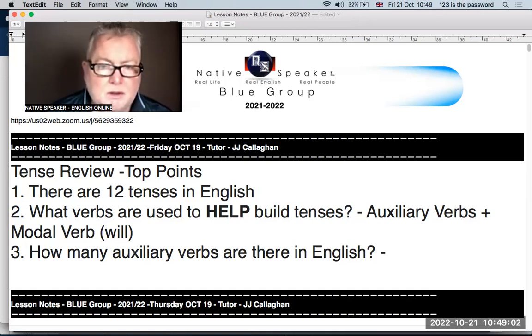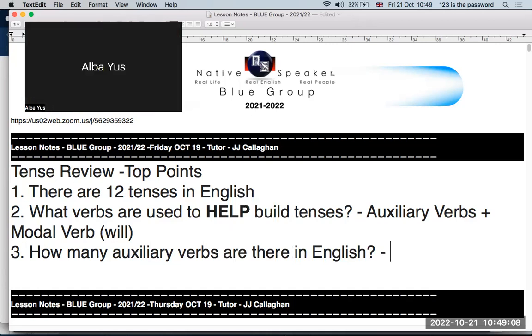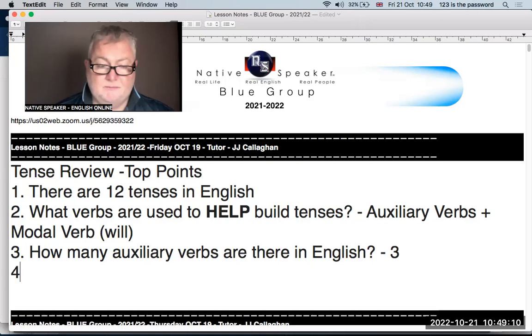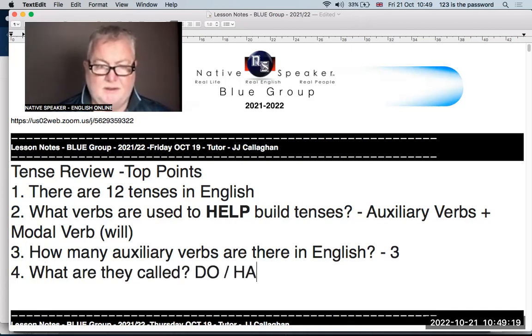Paula knows. How many auxiliary verbs are there in English? Three, okay. What are they called? Do, have, be. Okay, very good.